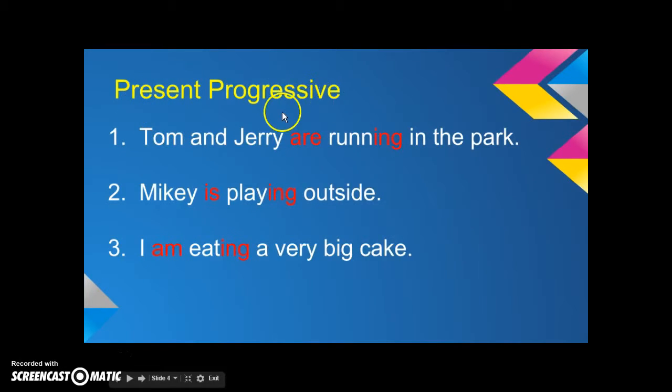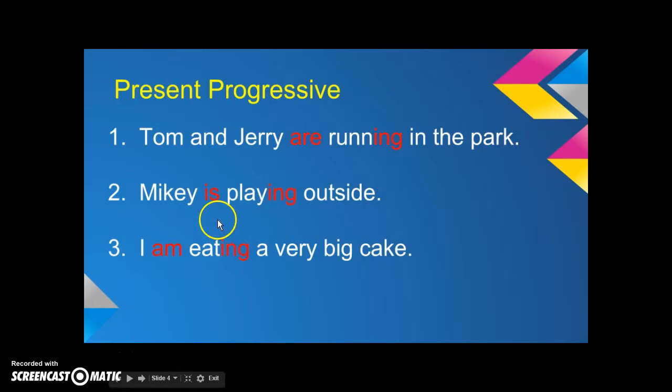So present progressive, here are some examples of sentences in the present progressive. For example, Tom and Jerry are running in the park. We have the verb be, which is are, because Tom and Jerry are they. Running, run is the main verb, and the ending ing. Mickey is playing outside, is, because Mickey is he. Playing with the ending ing for the main verb play. I am eating a very big cake, again the verb be, am, and the ending ing.